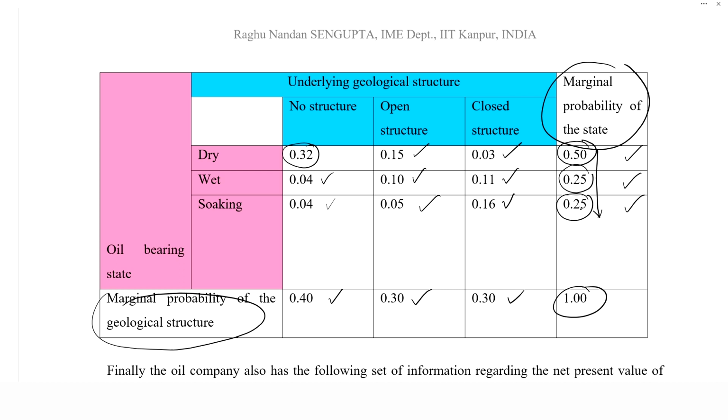If I follow the same logic along the vertical, for no structure with oil bearing state as dry, wet, soaking, the probabilities are 0.32, 0.04, 0.04, the total sum is 0.4. Similarly, for open structure, the probabilities are 0.15, 0.10, 0.05, sum is 0.3. Finally, for closed structure, the probabilities are 0.03, 0.11, 0.16, the sum is 0.3. So, this would basically give you all the information which is needed and we will utilize that for the problem.